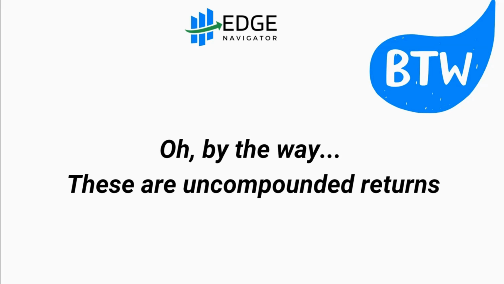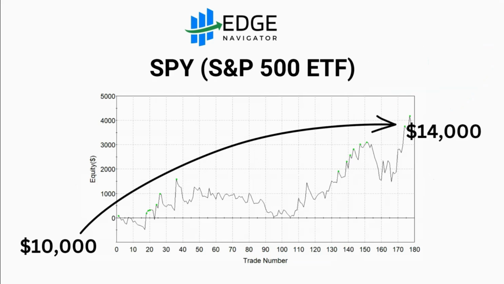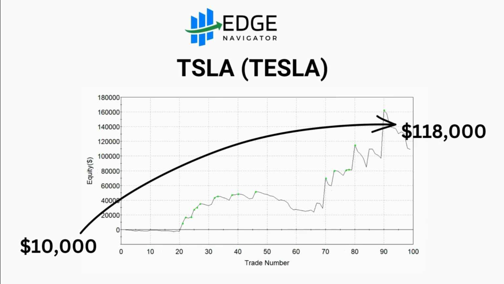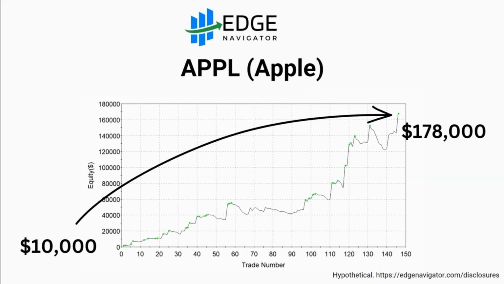Each time you get out of a trade and you get back in, you can put your profits back into the trades. And with that, the compounded return, putting all profits back into the ETF, $10,000 would have turned into $14,000, actually just a little bit less than that. And Tesla would have taken $10,000 and turned it into $118,000. And Apple would have turned $10,000 into $178,000. $178,000 is quite different than 14.